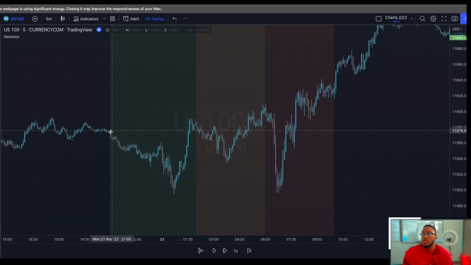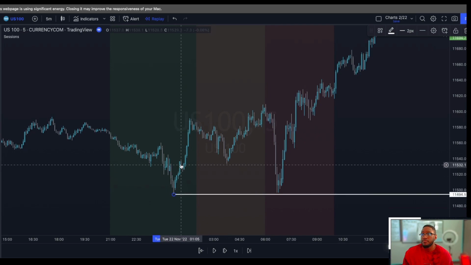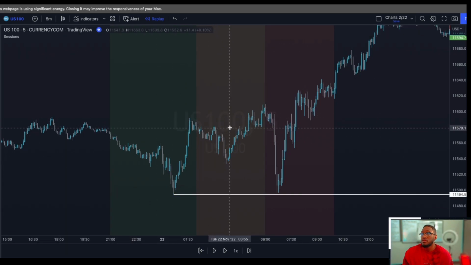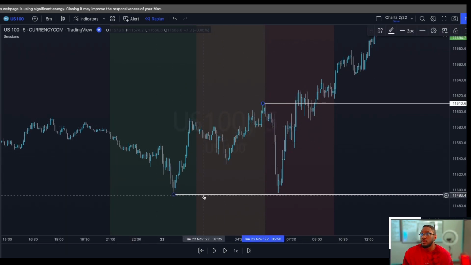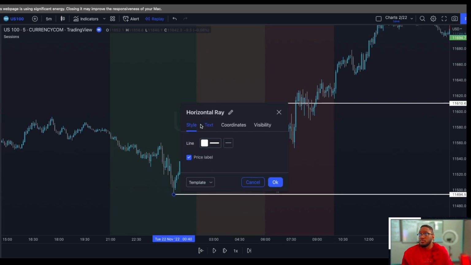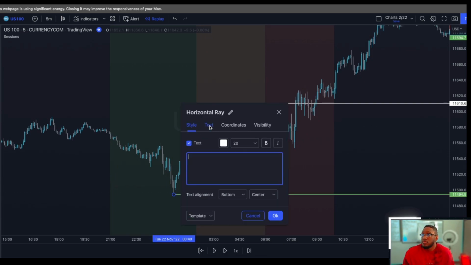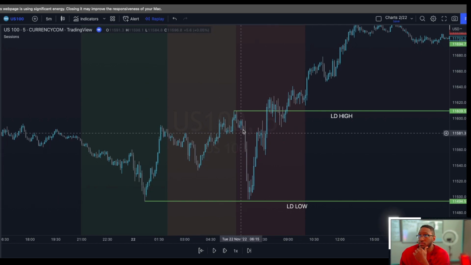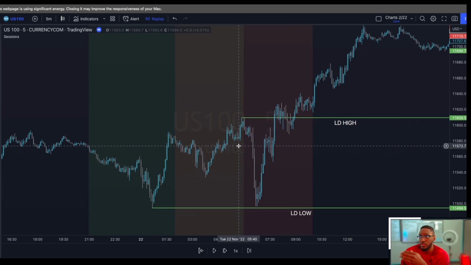So this is London's low. This is London's high, right? So let's just put that again, green text. London session's low, this is London session's high. Now that I'm looking at trading on Nasdaq, right? So I'm just looking at the previous session, seeing the low of the session, seeing the high of the session, right?